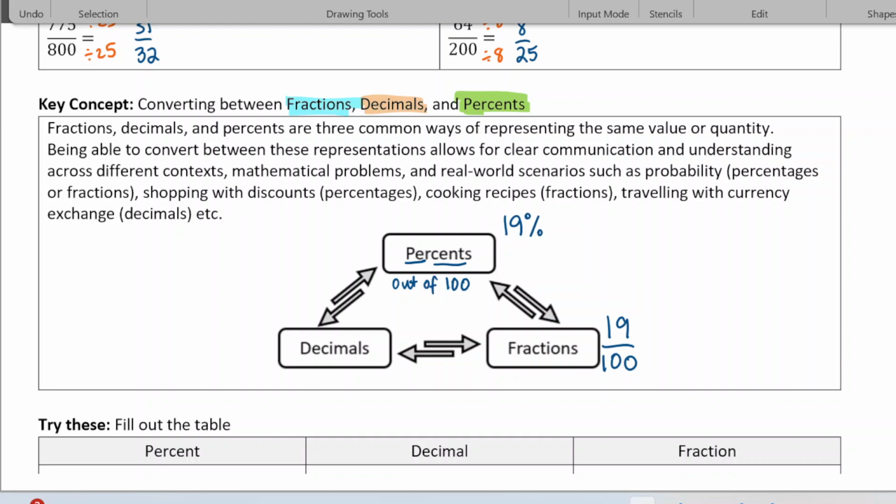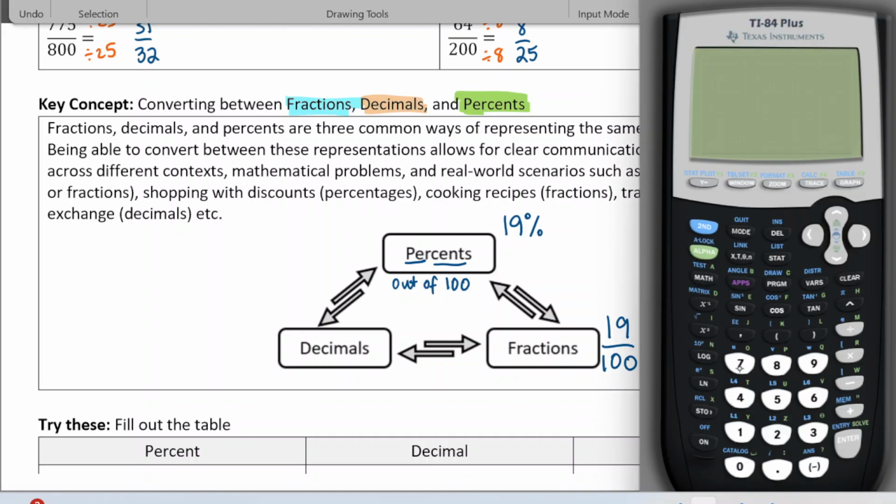And then to turn it into a decimal from a fraction, you can just simply divide. That's what a fraction means. So if you want, you can take your calculator.